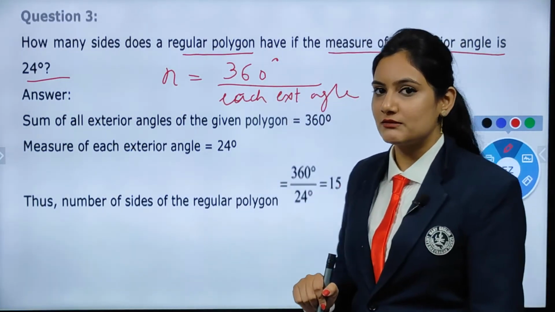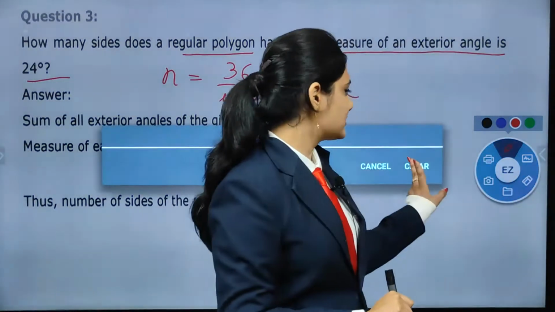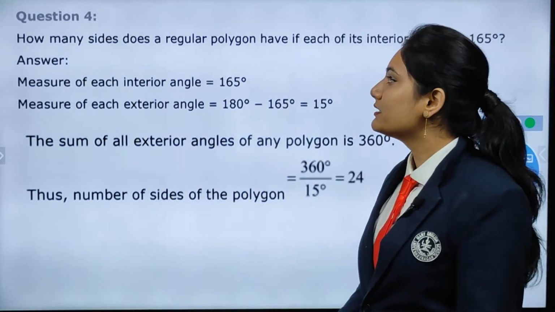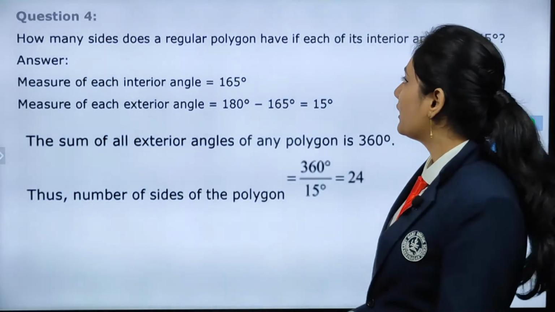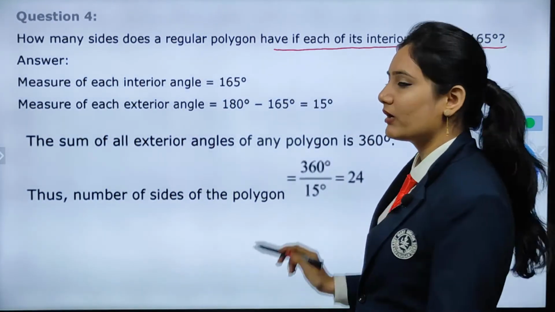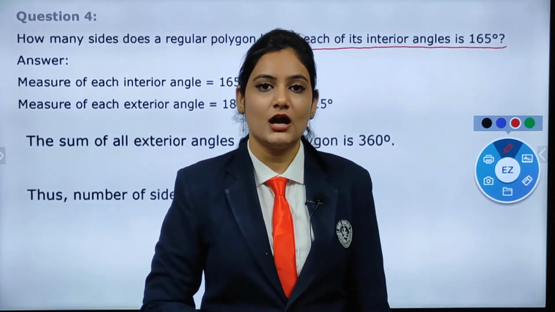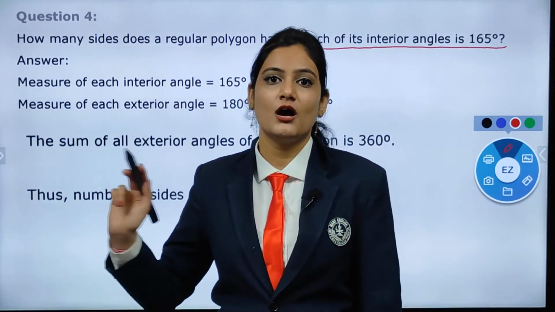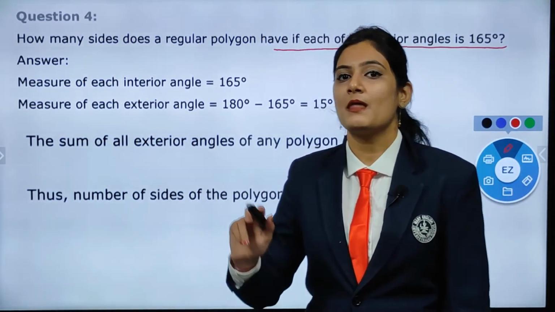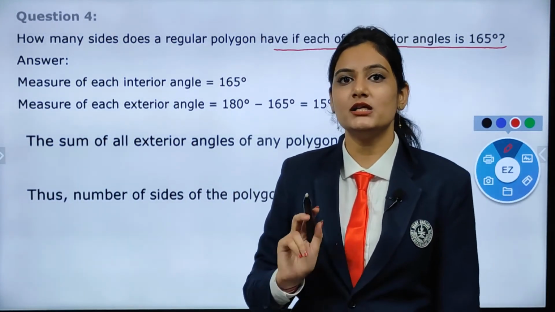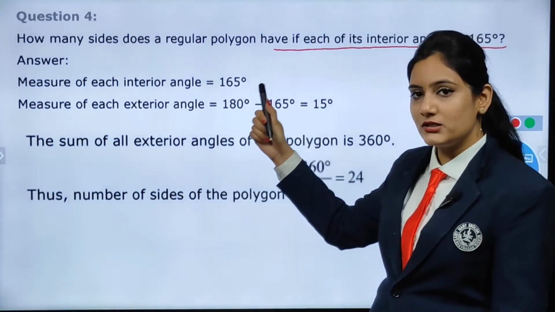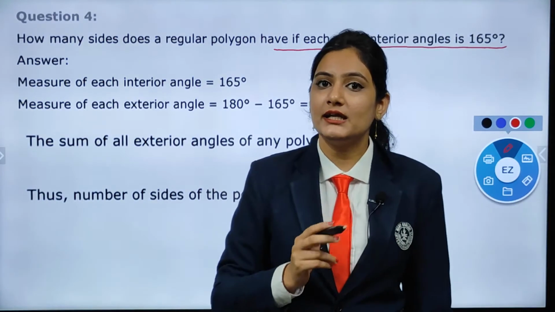Now we will move towards our next question of exercise 3.2. That is, how many sides does a regular polygon have if each of its interior angle is 165 degree. Now it is a very important question. Why? Because see children, till now you know the formula of how to find the number of sides when each exterior angle is given. But here the number of sides you have to find when the interior angle is given.